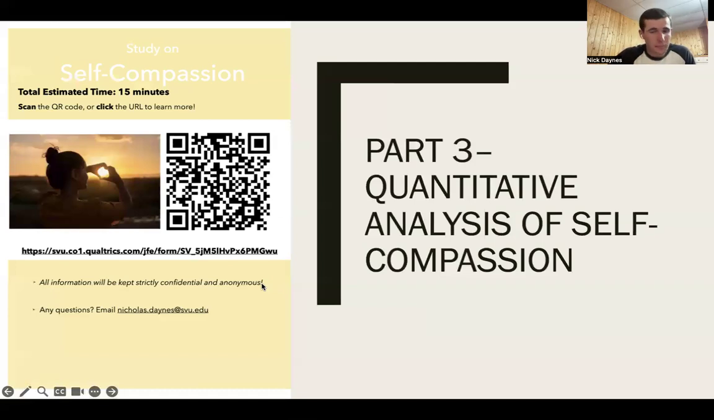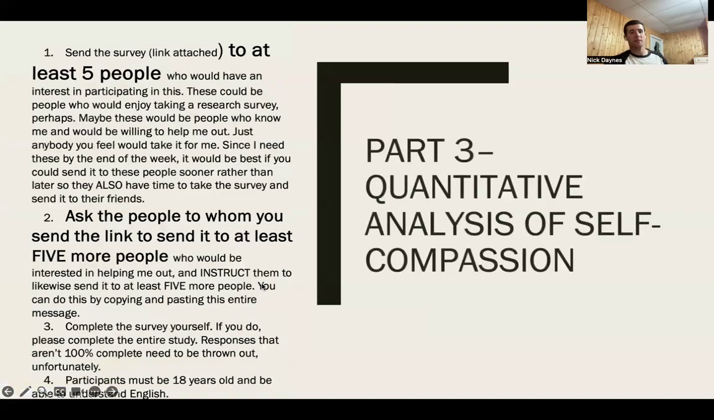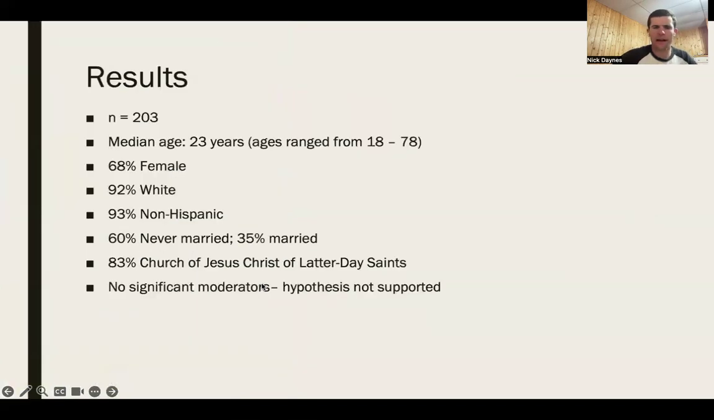And I used snowball sampling this time, which means I asked people who asked people who asked people. So we sent out a text that looked something like this. We asked them to send it to at least 5 people, and then we asked them to ask the people to whom they sent the link to send it to 5 more people, and so on and so on. And the hope was to get a large sample that way. And yeah, that's how we did that.